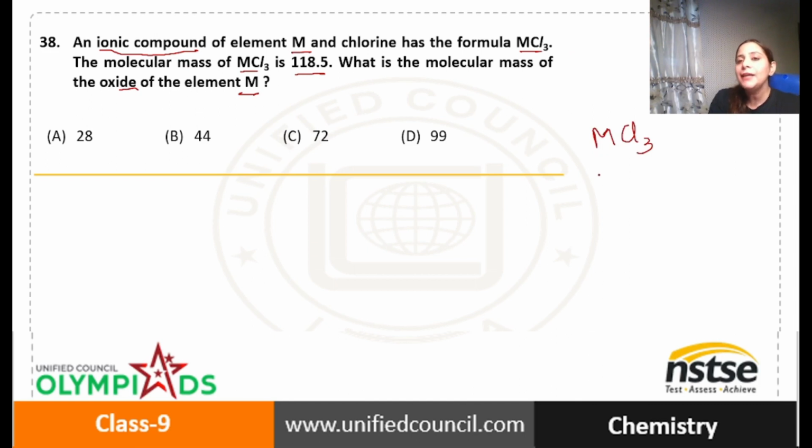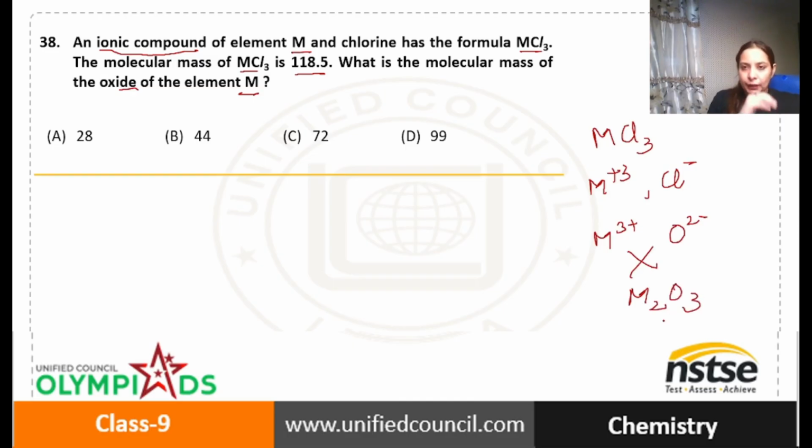Now, if the formula is MCl3, definitely the metal valency would be M3 positive, and in this chloride is used, that is Cl negative. If we wish to make the formula for oxygen, it will use the same valency, and oxygen exists as the oxide ion O2 negative, and the formula would be M2O3, because we have to make the same formula using its valency as shown in MCl3. Now, we need to find the molecular mass of the oxide. How can we find the molecular mass?